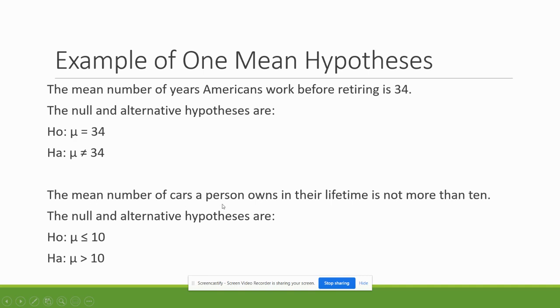The mean number of cars a person owns in their life is no more than 10. So that means most people have 10 and below cars that they own in their lifetime. So again, because I'm saying no more than 10, I'm doing that equal to 10 and everything below it. So the way I write that is the null is the mean is less than or equal to 10.